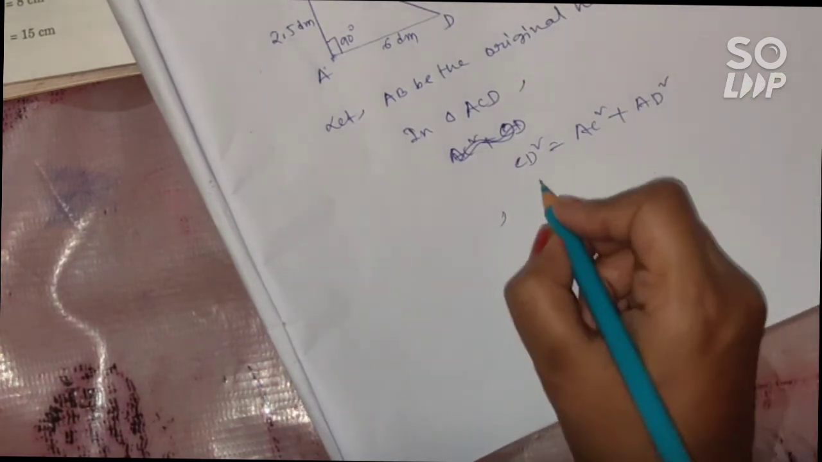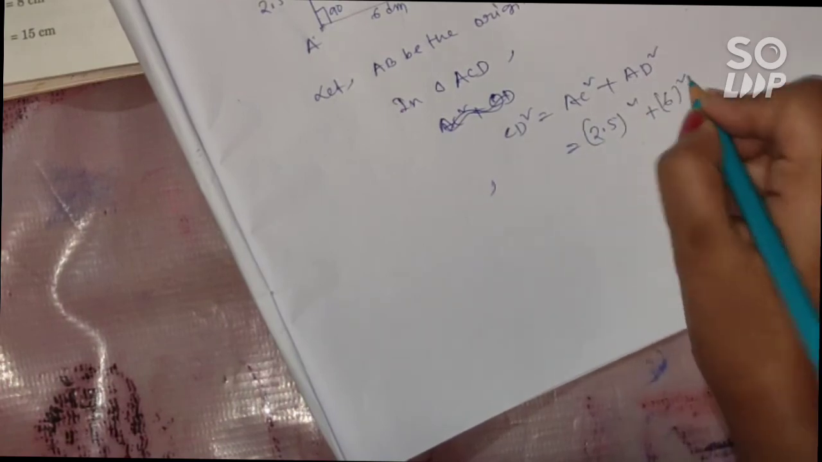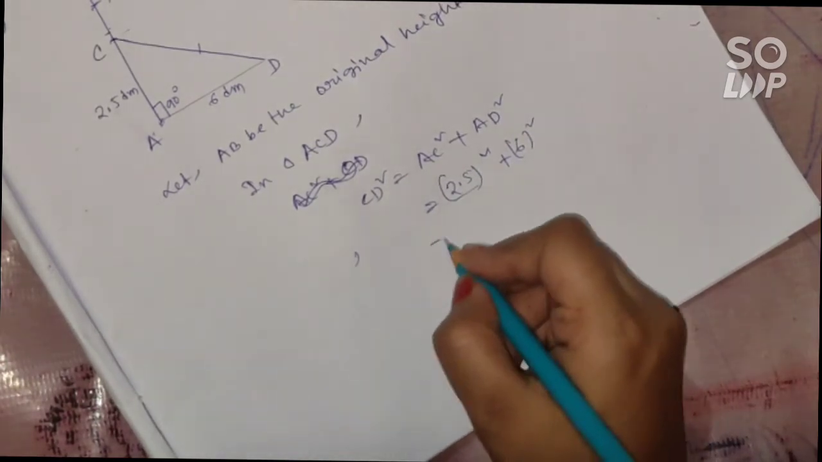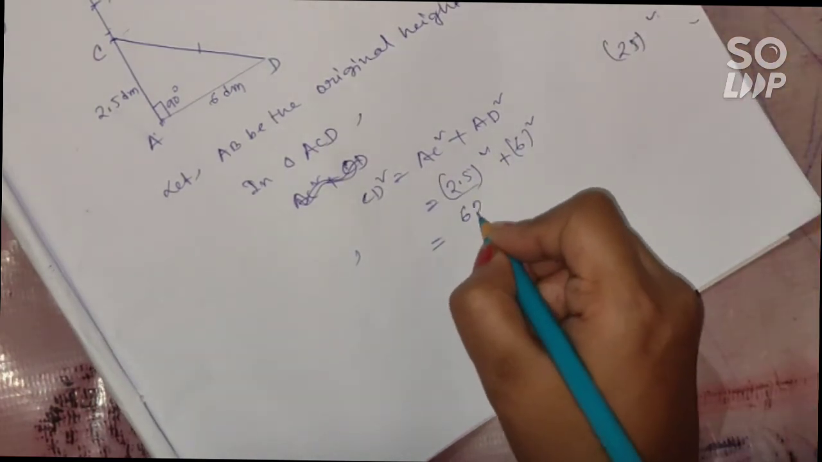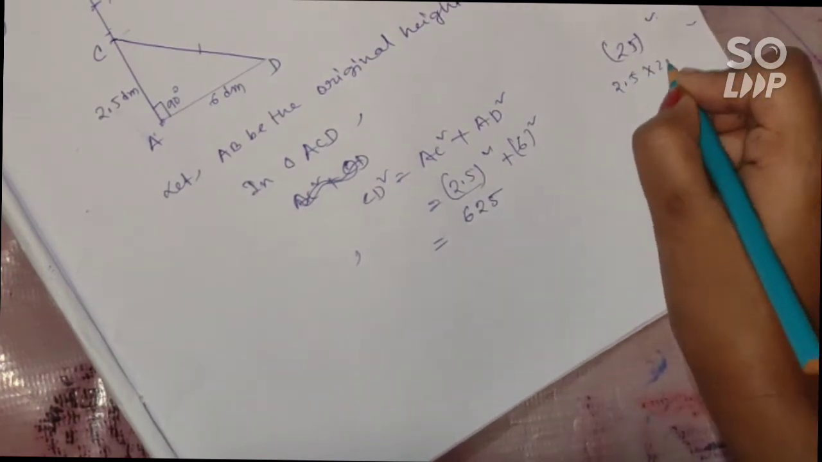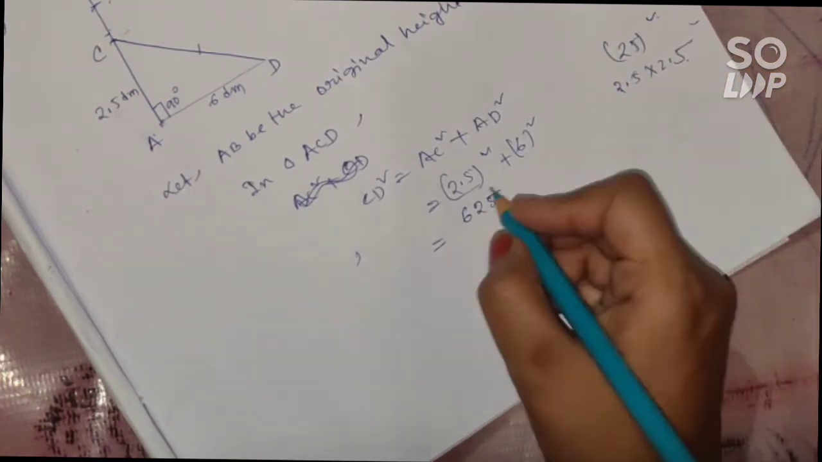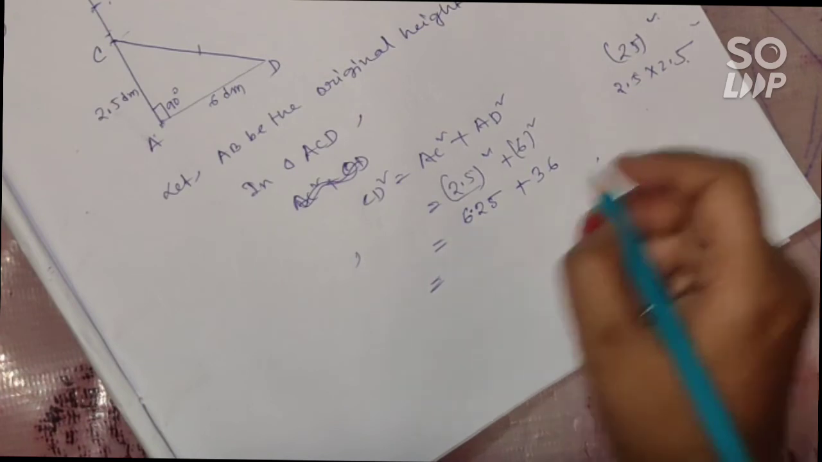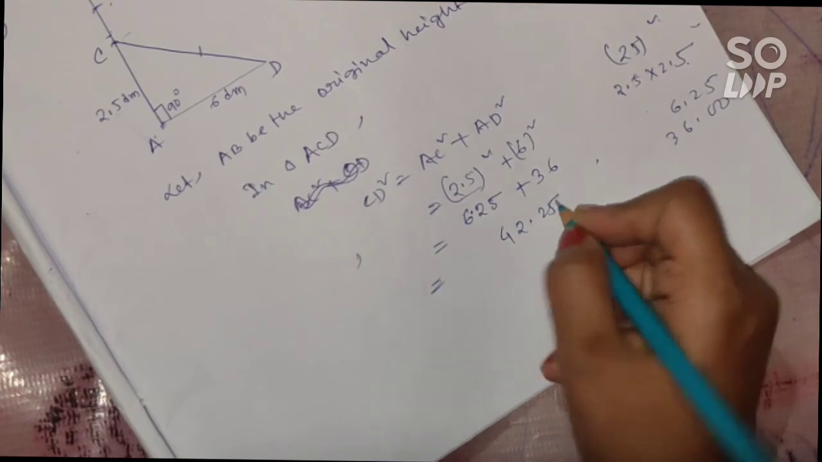AC square plus AD square. So AC value 2.5, this much, 6 square. So how can you find this value 2.5 square? First of all, you have to find 25 square. 25 square means 625. But 2.5 into 2.5, the point is before 2 places. So the point will be here. 6.25 plus 36.00, so this will be 42.25.